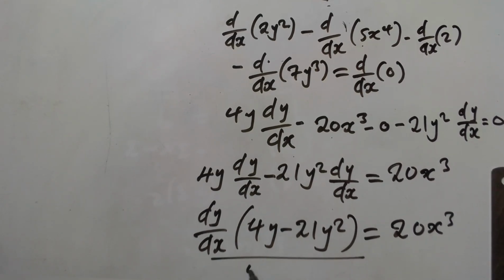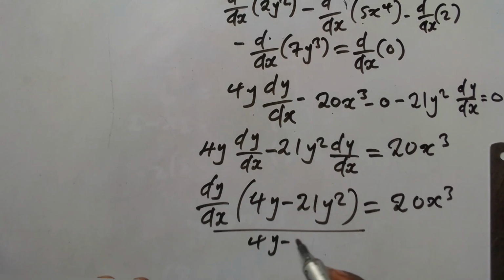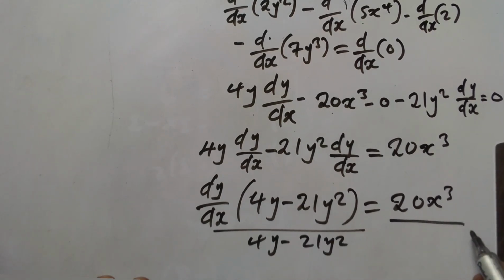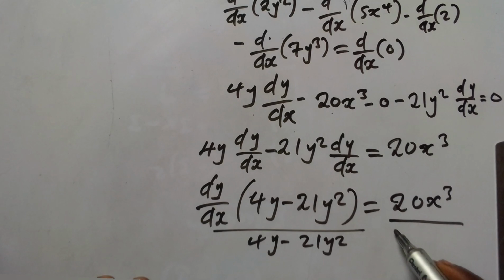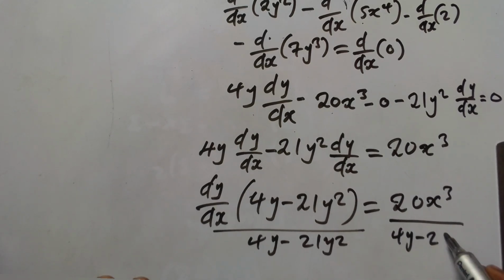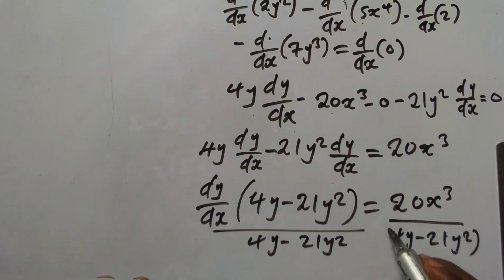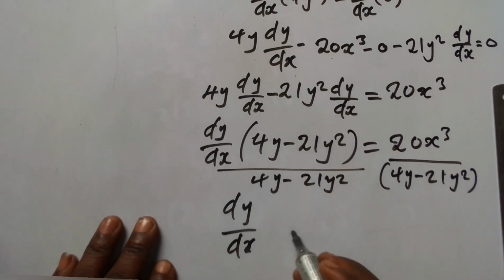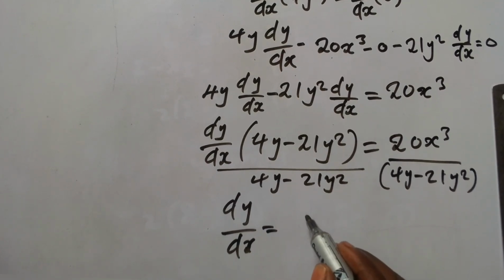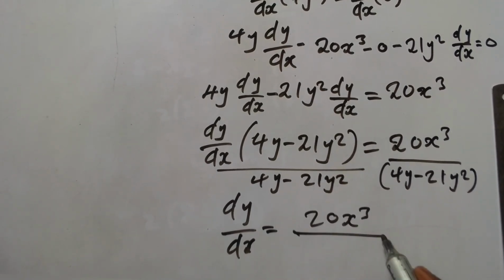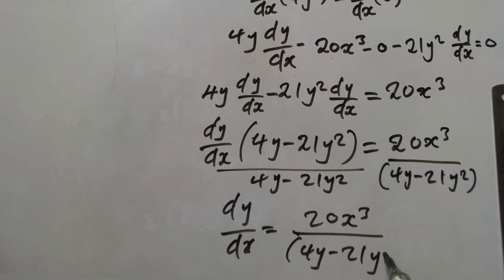Then you divide both sides by 4y minus 21y squared. This is how we find dy over dx, which is equal to 20x cubed over 4y minus 21y squared. This is where we end. This is how you differentiate the equation with the different variables.